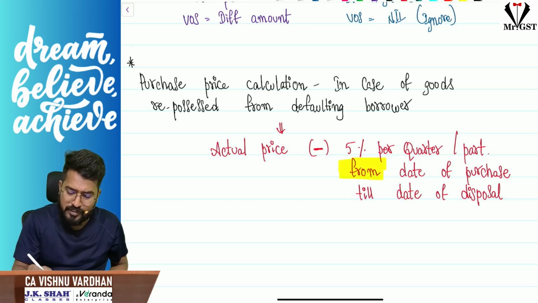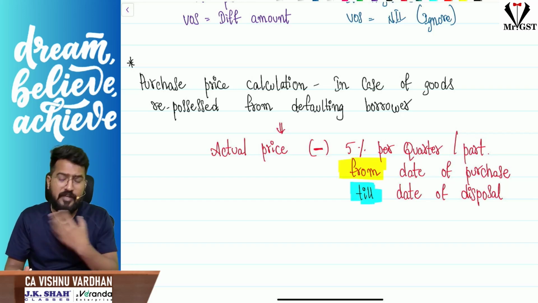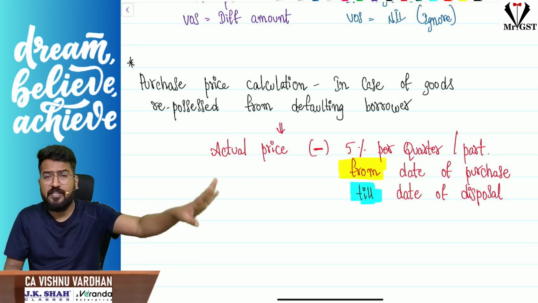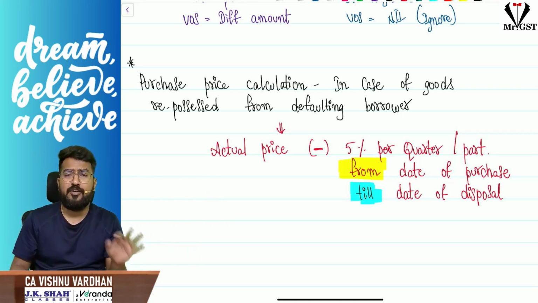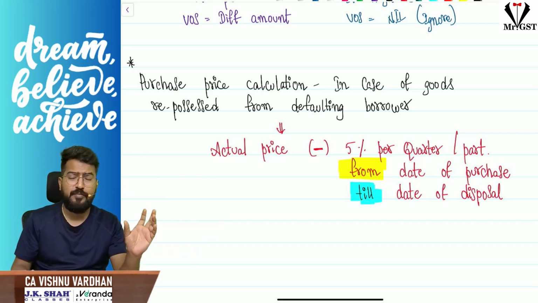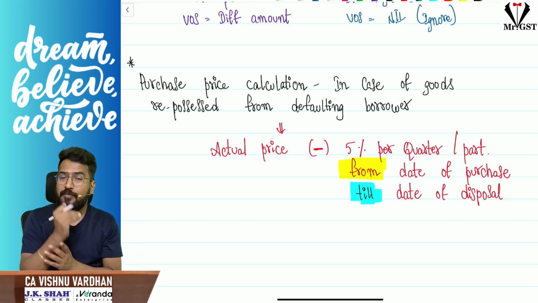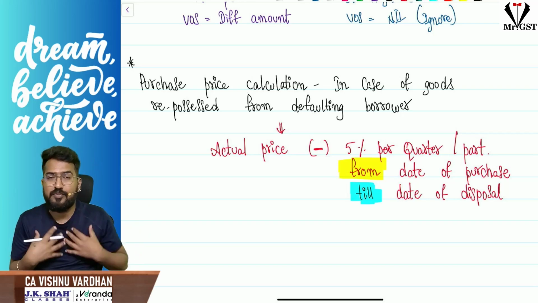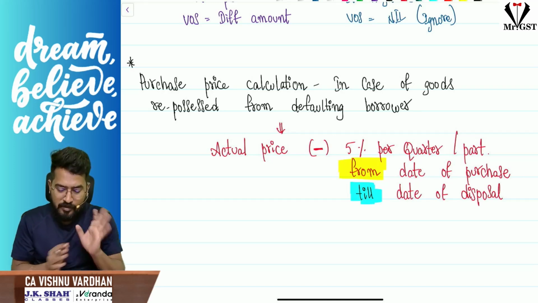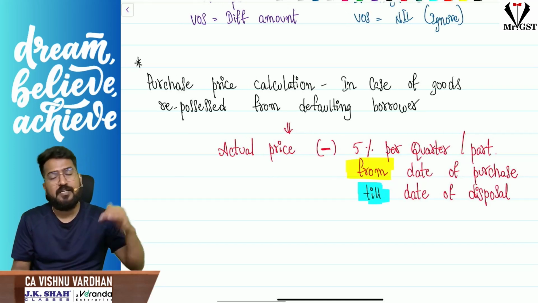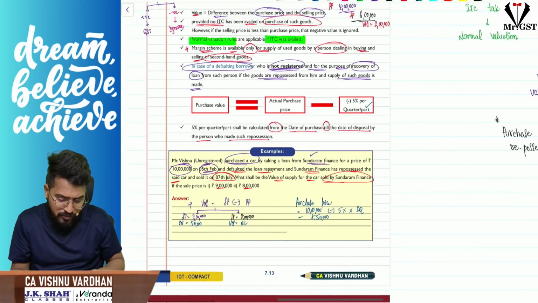till the date of disposal by me. I have recovered it from the defaulting borrower and I am selling it. Till the date of disposal, how many quarters are there or part thereof? For each, minus 5%. So actual price minus 5% per quarter or part thereof, from the date of purchase till the date of disposal by the company, the lender, who has recovered that. That will be taken as the purchase price and compare it with the sale price, whatever is the difference that you take. Here there is a small question also from my end.